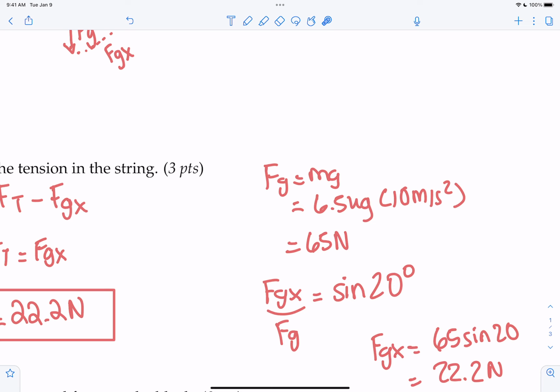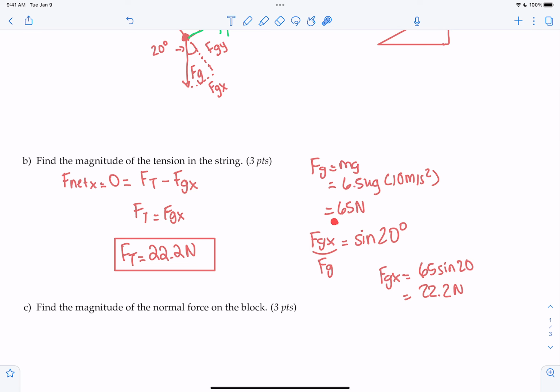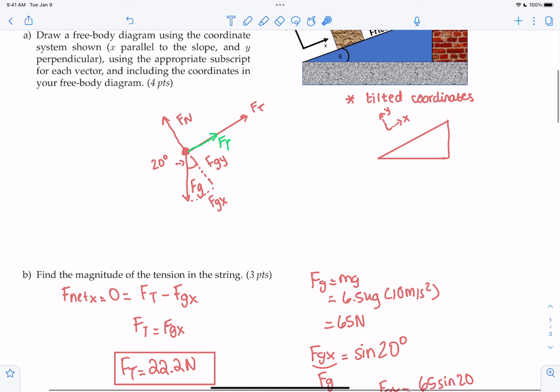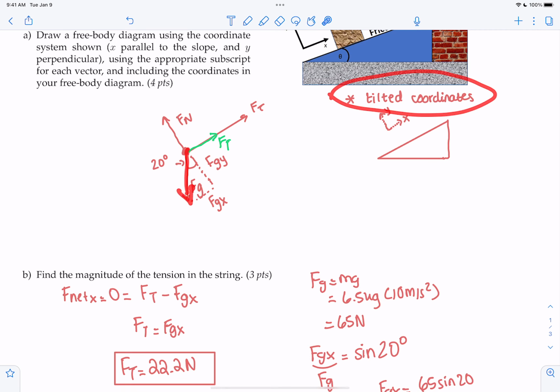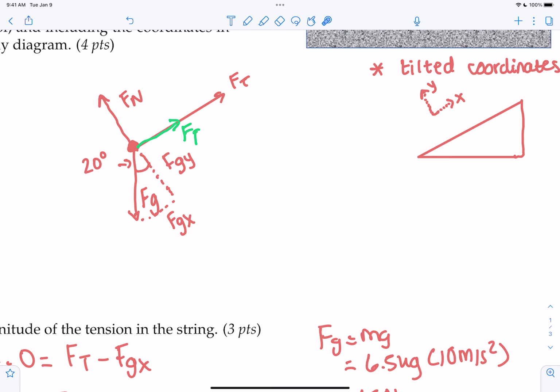So the reason why I can't say this is negative 65 newtons, I almost made that mistake, is that this is on the tilted coordinate system, right? And it's pointed this way. It's not necessarily on the y-axis, and it's not necessarily on the x-axis. So in order to give a direction for this, we can't say negative 65 newtons.